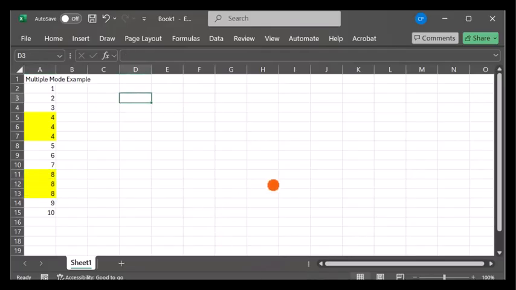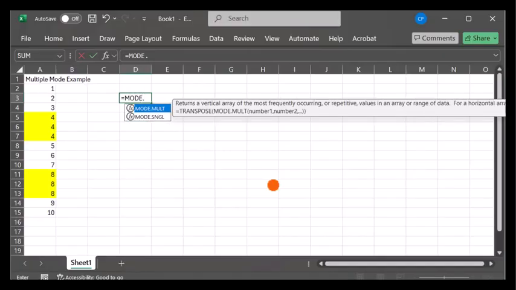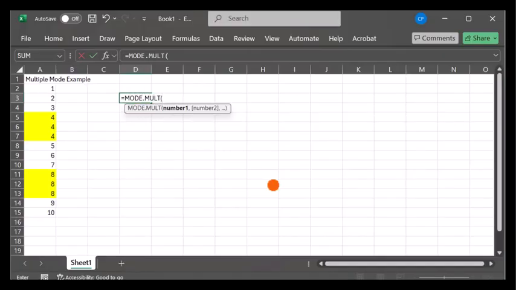So for the multiple mode calculation, I do equals MODE.MULT, put a parenthesis, and then highlight my data. And this is going to give me an array, meaning it's going to spit out multiple cells rather than just filling in one value. And this lists my modes as 4 and 8.